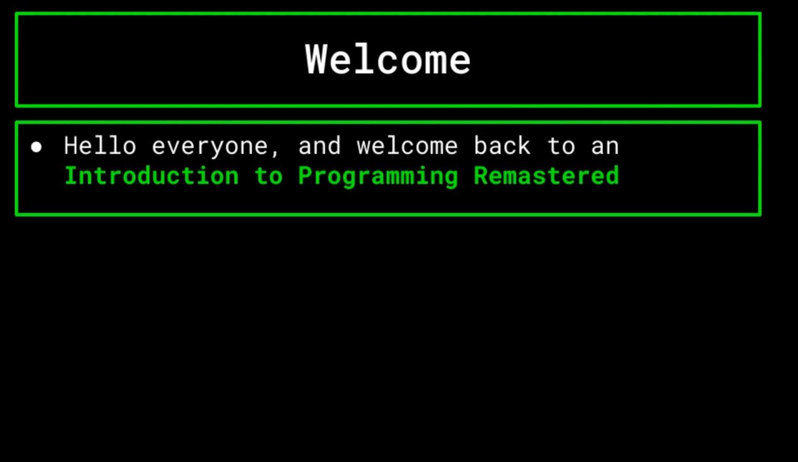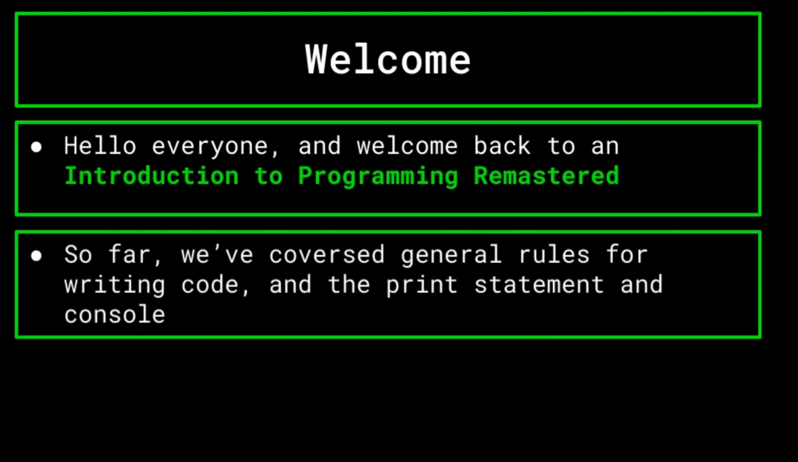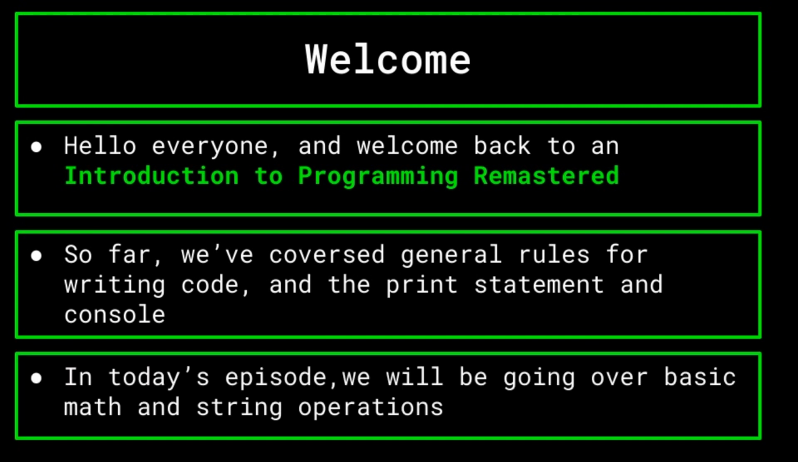So far in this series, we've covered some information on general rules for writing code, as well as the ins and outs of the print statement and the console. In today's episode, we are going to be building upon this knowledge and going over basic mathematics and string operations that the computer can carry out.